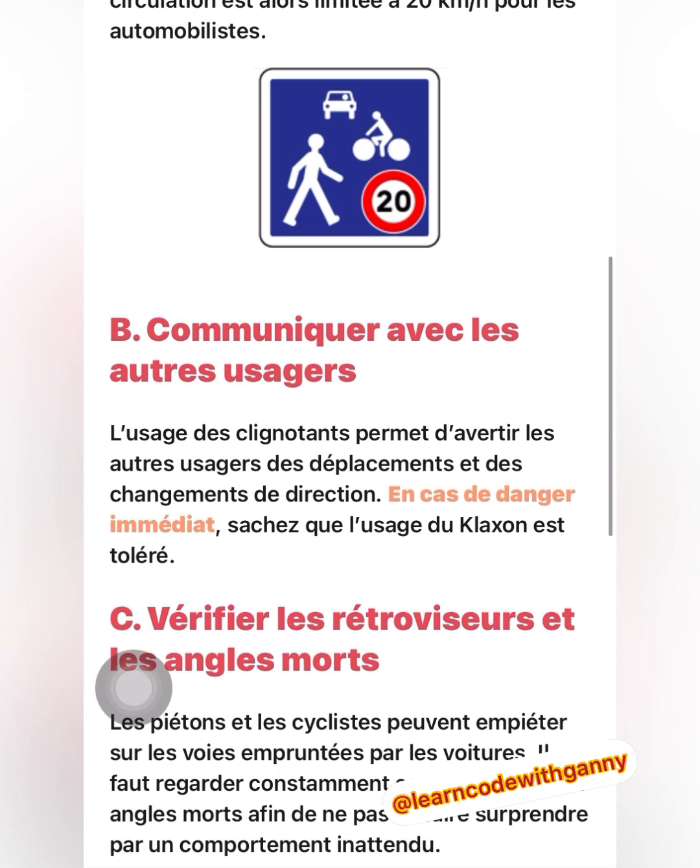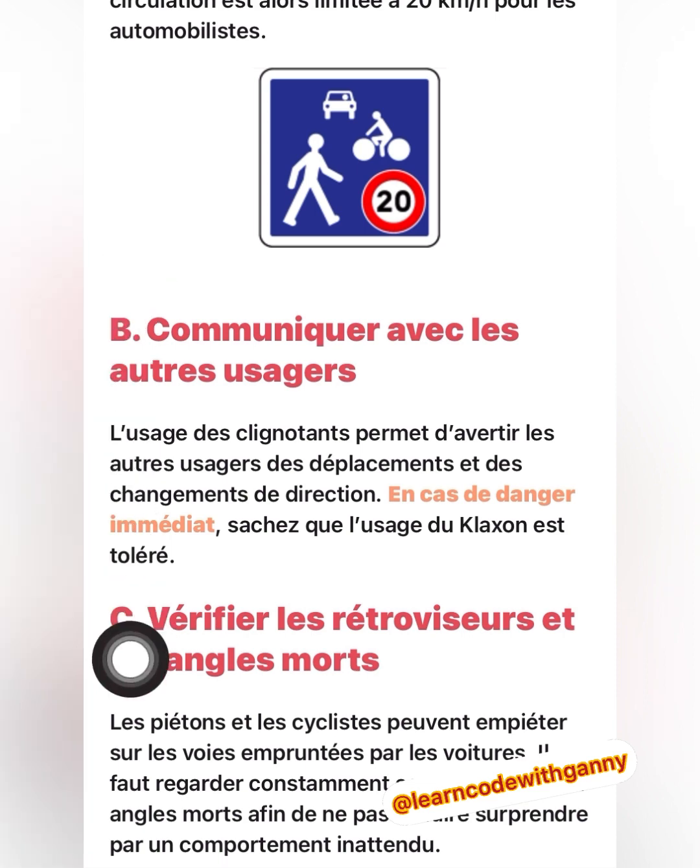So we are going to the B part. The B part is talking about how to communicate with the other users. The use of signals makes it possible to warn other users of movement and change of direction. In case of immediate danger, be aware that you should not normally use the horn. Horn is not allowed, but in case of immediate danger, you are allowed a little bit to use your horn. That's why you see tolerate.